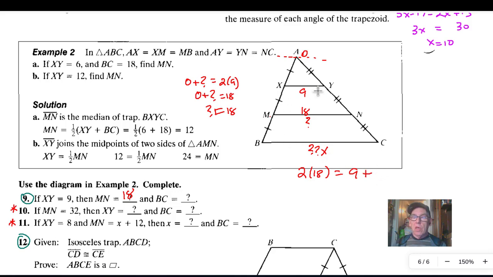So using this XYCB trapezoid here, we're going to have 9 plus X is equal to 2 times 18. Twice the median is equal to 9 plus the base. So 36 is equal to 9 plus X. Take away 9 from both sides, 27 must be X. So BC must be 27.